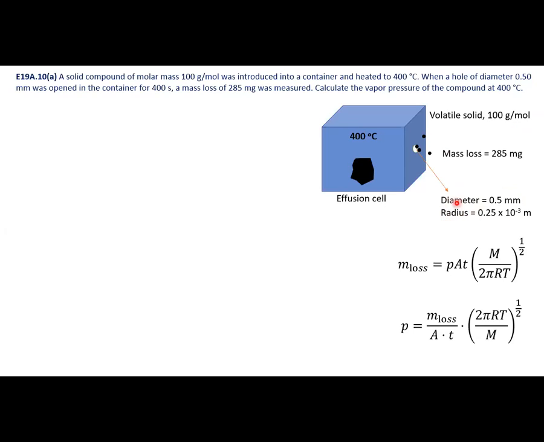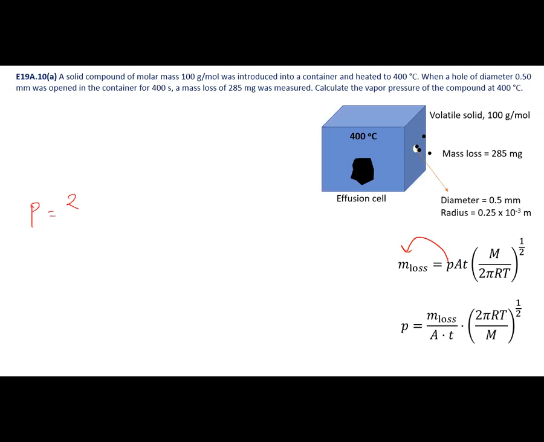So I converted the diameter into radius and millimeters into meters. We know the mass loss, the molar mass, and the time. Okay, so we know this equation that we derived in the previous problem. All we need to do is rearrange, so get P to the left-hand side. So it becomes mass loss over A t times (2 pi R T over M) to the power half. Again, this is now a straightforward problem.